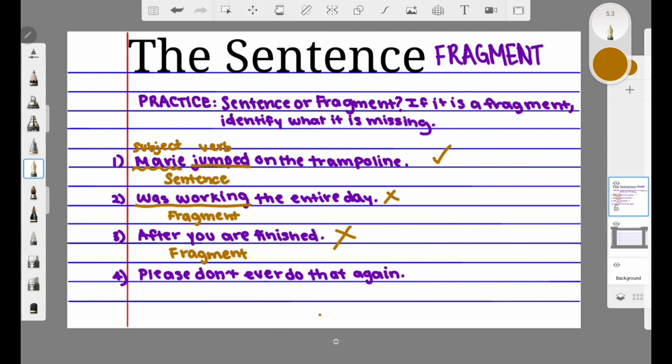Alright, last. Please don't ever do that again. So, our verb, do or don't ever do, that is our entire phrase, but please don't ever do that again. Alright, in this case, you is our understood subject. Again, I am talking to somebody. I'm telling them, please don't ever do that again. So it's inferred that I am talking to you. So this is correct. It's actually a sentence.